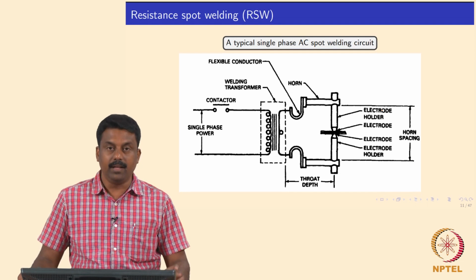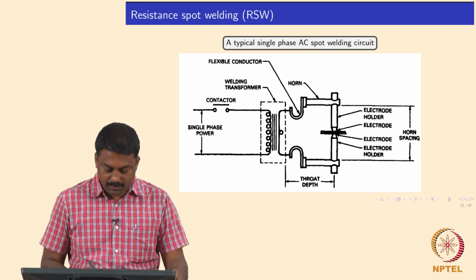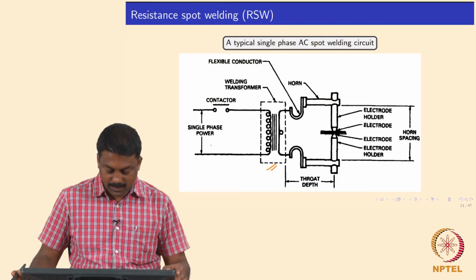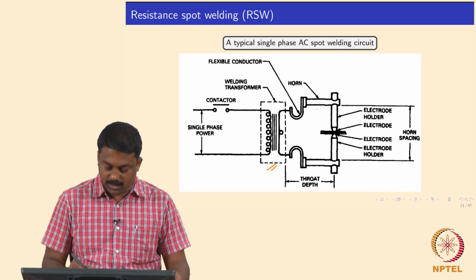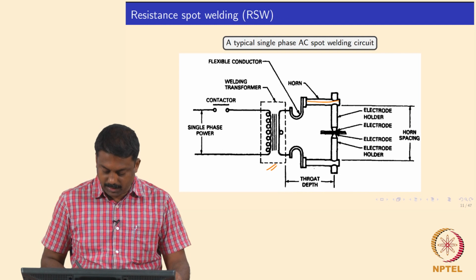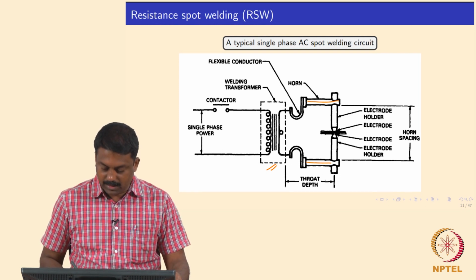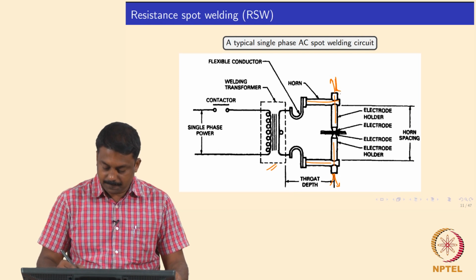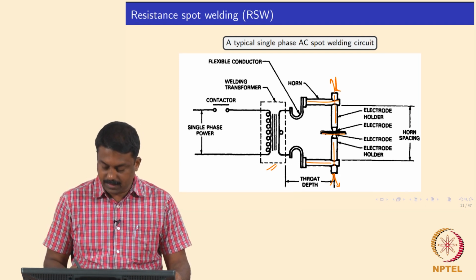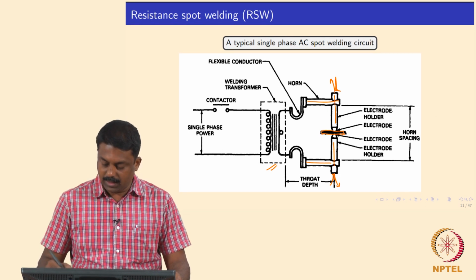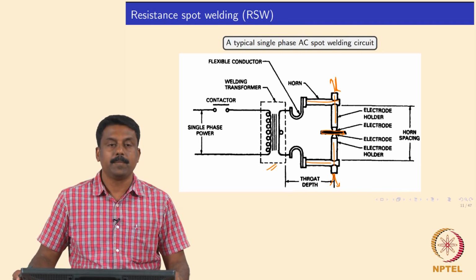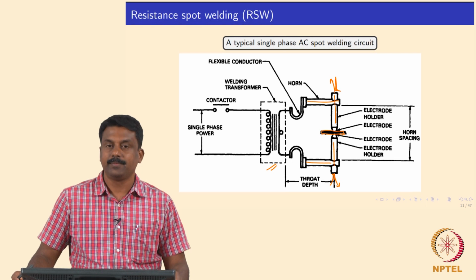So this is a typical single phase AC spot welding circuit. We have a transformer, somewhere over here. Then you have a horn, the flexible conductor, which is used to apply a load, and this is the cantilever beam I was talking about. The water cooling goes in and comes out. The welding interface is kept between the electrodes, and while applying a load we can pass the current and you form the weld nugget. It is a simple schematic. It's clear?